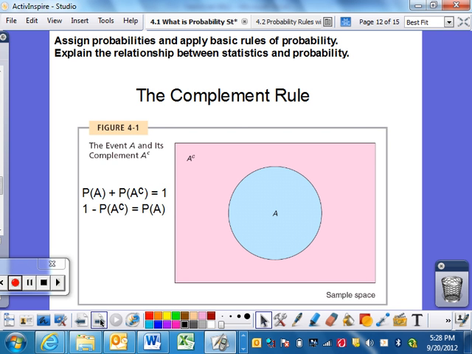Here's a picture of this. This is the same idea. If this is all of your data in this circle, the rest of it is the complement. And the box is kind of a picture for your whole.